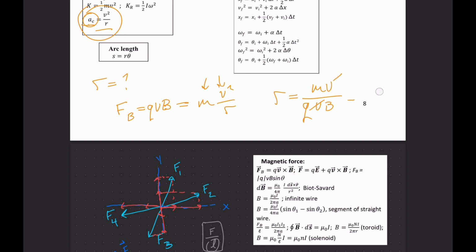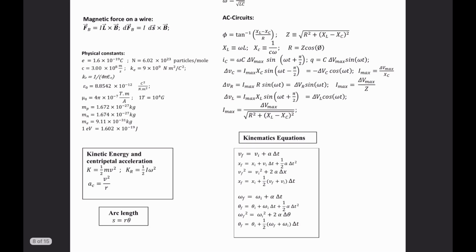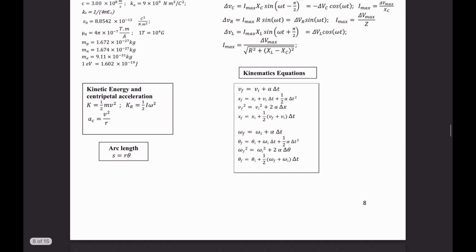Cool. So now that we have that velocity selector, we are still kind of in a little break. I'm kind of just going over these equations again. So we went over physical constants, kinetic energy, and arc length, this is a very quick one. Actually, I'm going to do arc length and then we'll do kinematics at the end of the video, right?